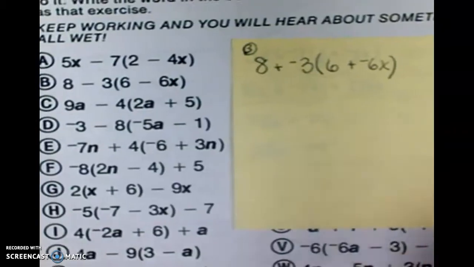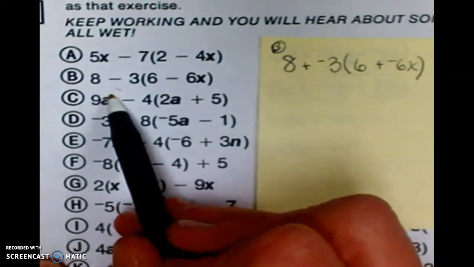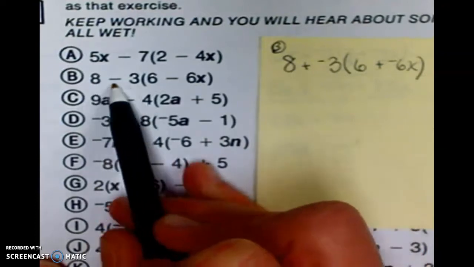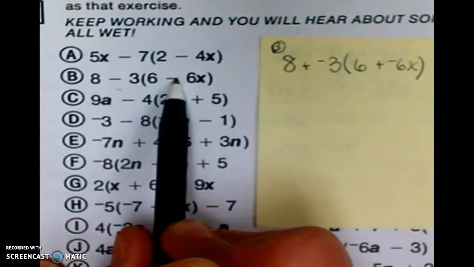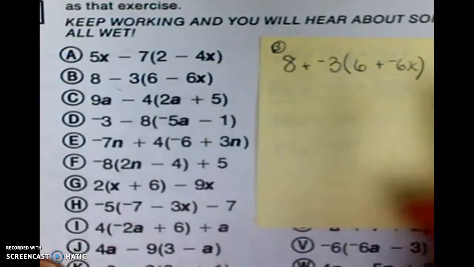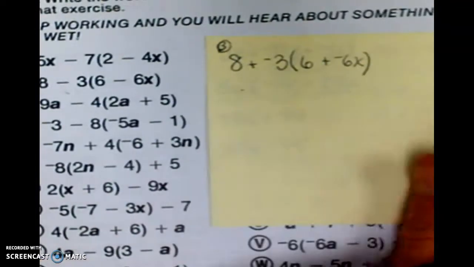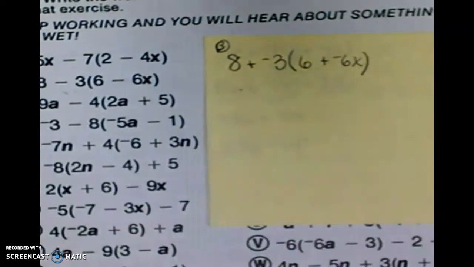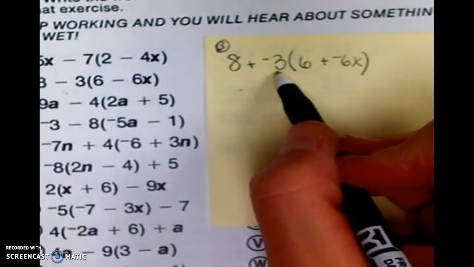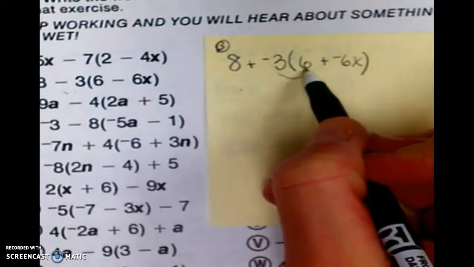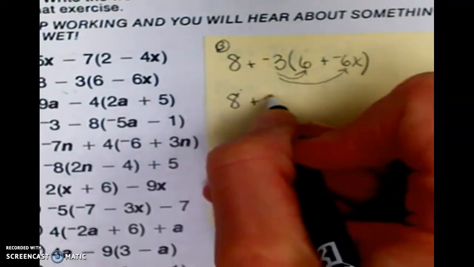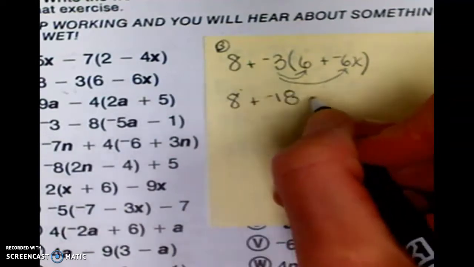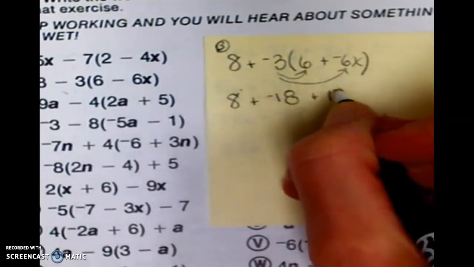So here's B, and again it says 8 minus 3. Well, I have to change subtract to add and the second number to its opposite, so that I don't mess up my integers. I don't have to do that, but if I don't, I'm going to make a mistake. So I'm going to distribute the -3 first. So I'm going to get 8 plus -18 plus 18x.